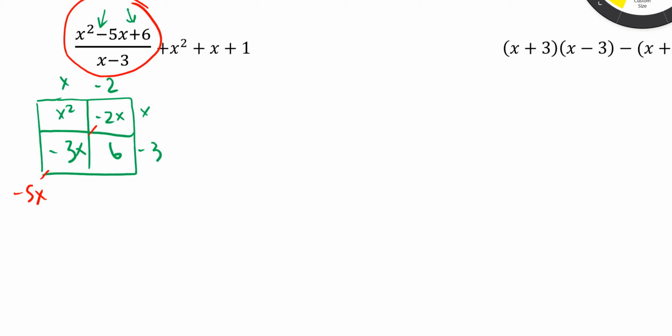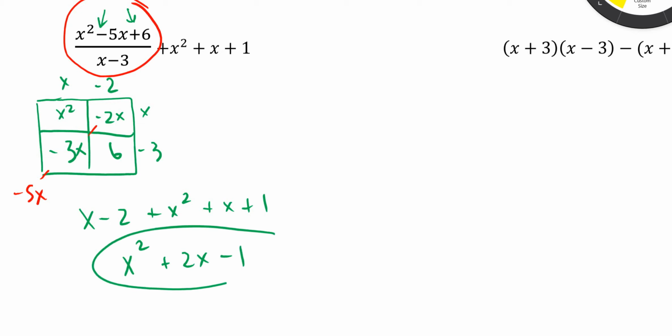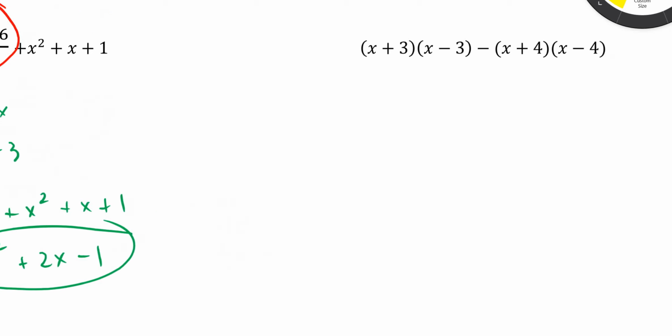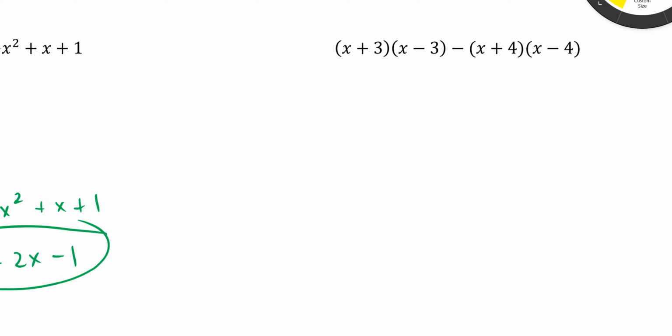So this whole first term here becomes just x minus 2. What I just circled in red all reduces down to x minus 2. So I have x minus 2 plus x squared plus x plus 1. Combine all your like terms, we have x squared plus 2x minus 1. That's our final answer. All right, let's look at the fourth one.